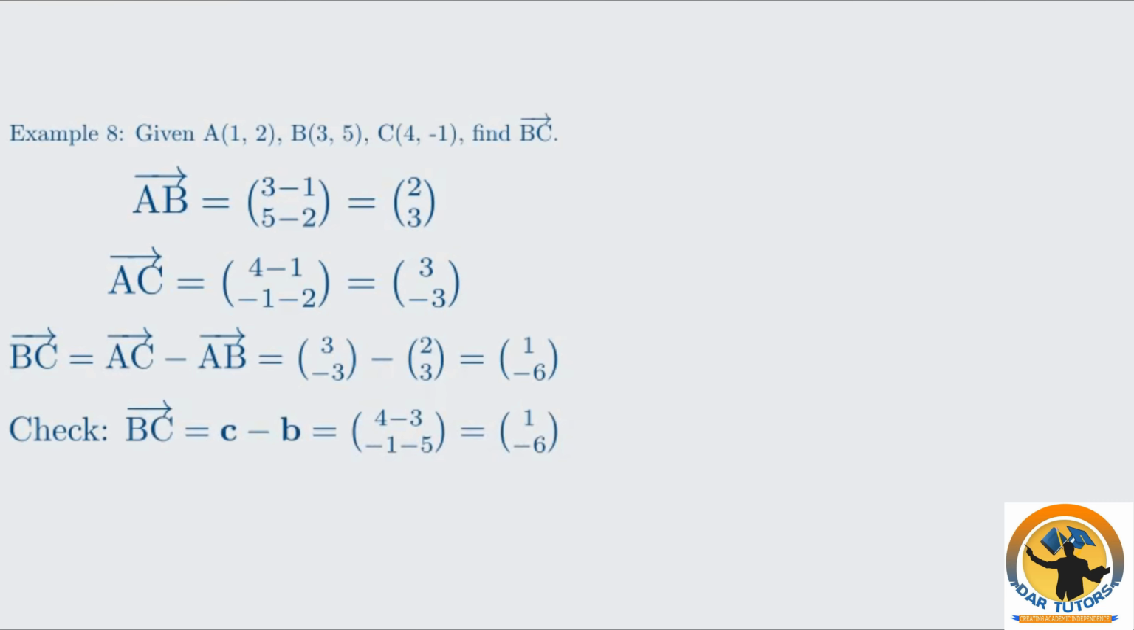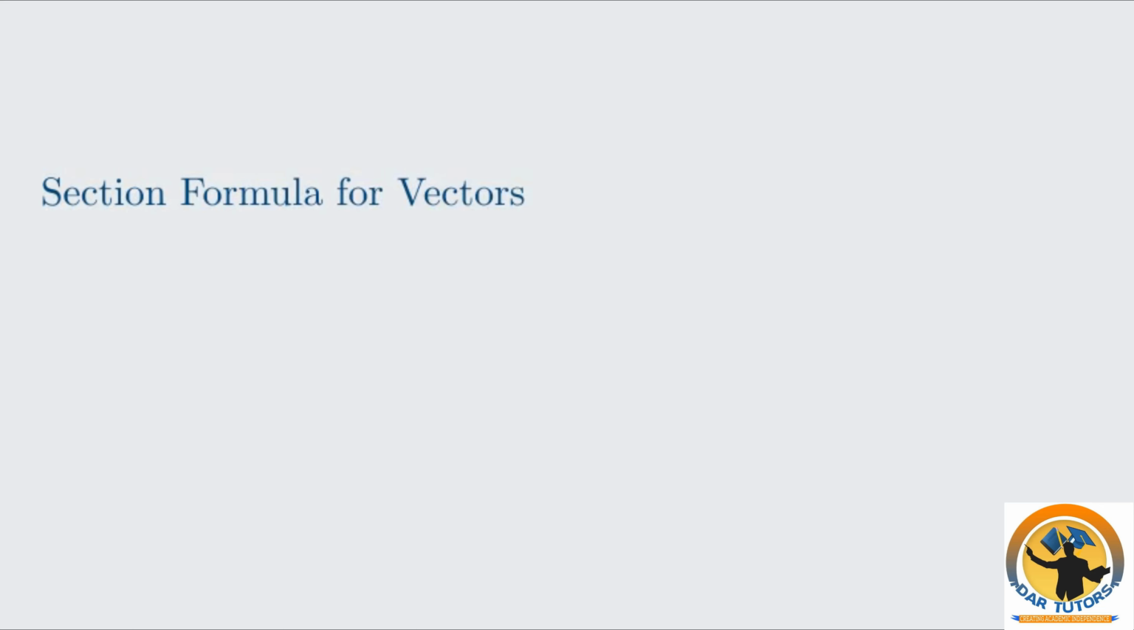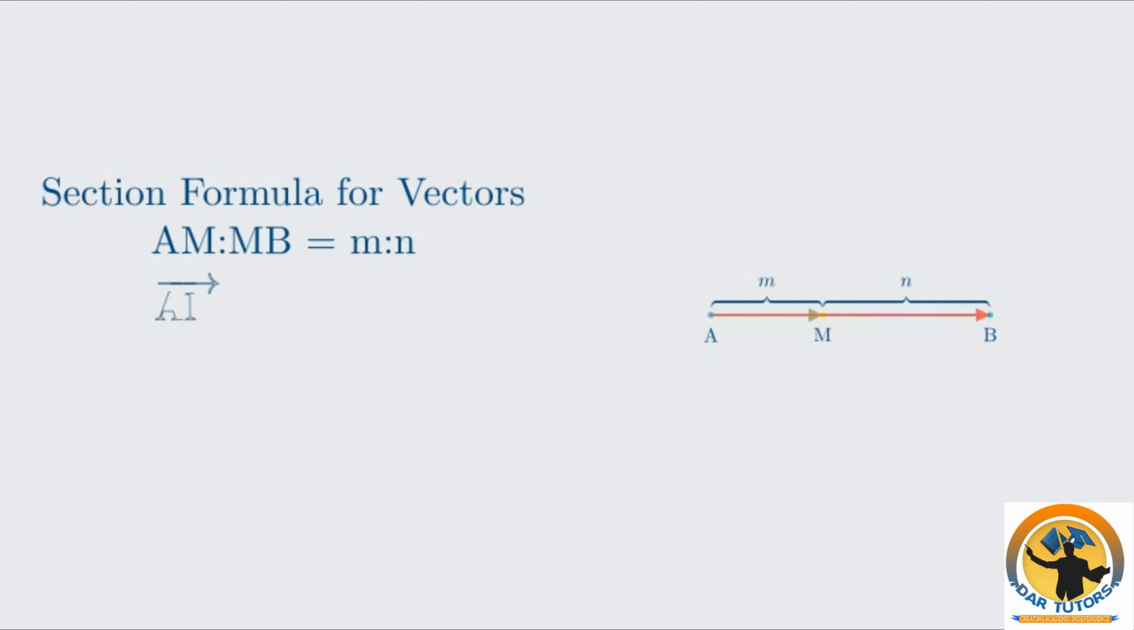Let's look at another common geometric problem, finding the coordinates of a point that divides a line segment in a given ratio. Suppose we have a line segment AB, and a point M lies on it, such that the ratio of the length AM to MB is m to n. This means that the vector AM is a scalar multiple of the vector AB. Specifically, AM is equal to the fraction m over m plus n times the vector AB.